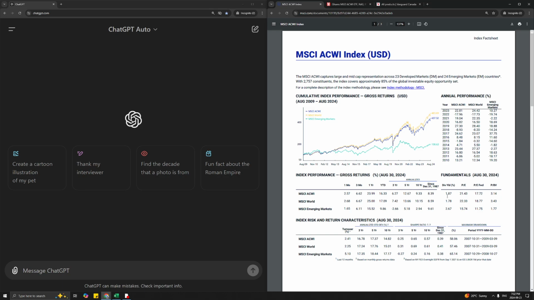Dividend yield. So dividend yield is basically what the equities are paying out after net income. So like we'll get over to that one day maybe.